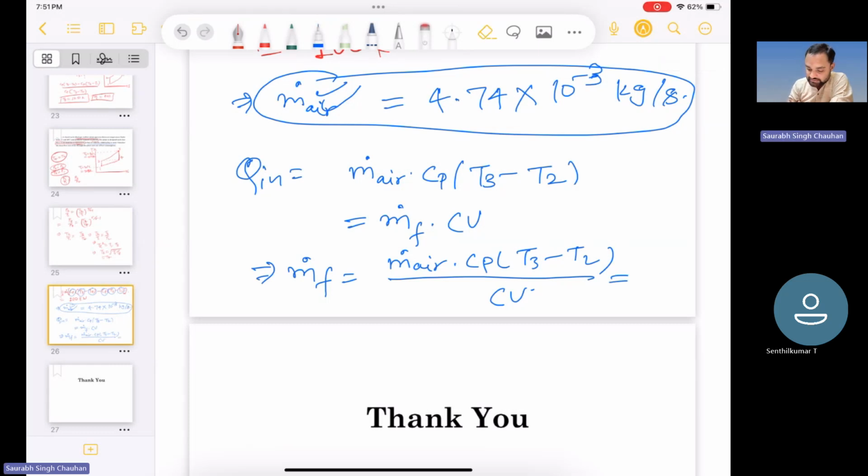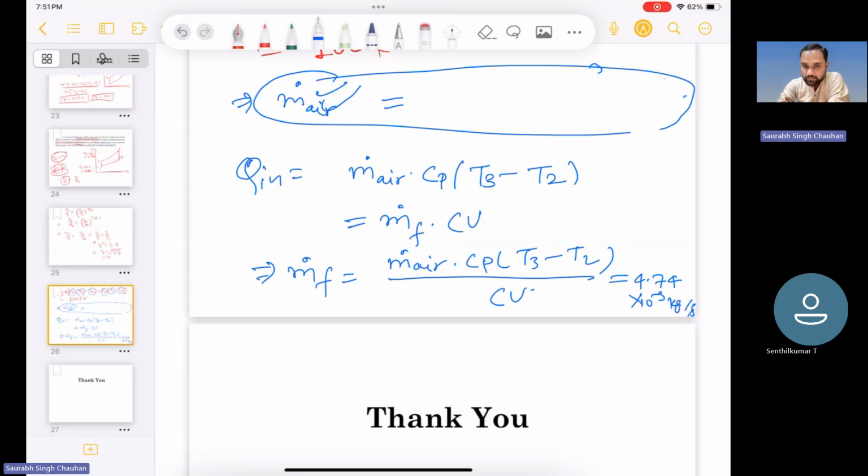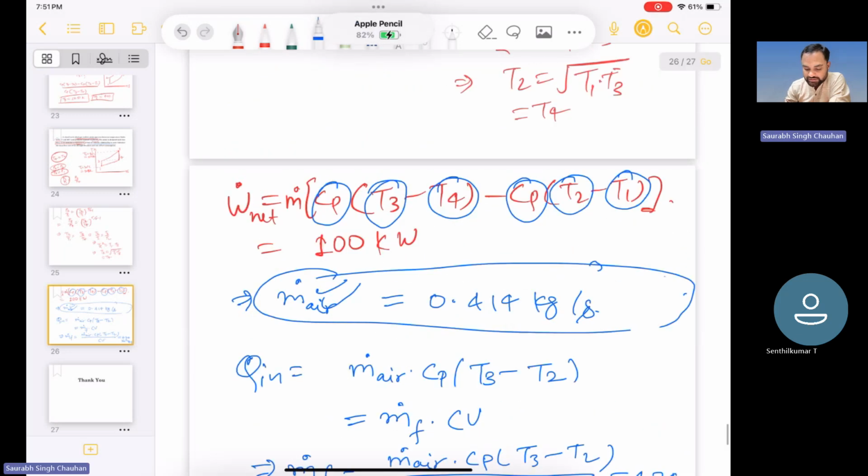Actually, this is not the correct answer for air. This is the mass flow rate of the fuel, which was 4.74 into 10 to the power minus 3 kilogram per second, that is 4.74 gram per second. The mass flow rate of air is coming out to be 0.414 kilogram per second. So this is quite an easy question.